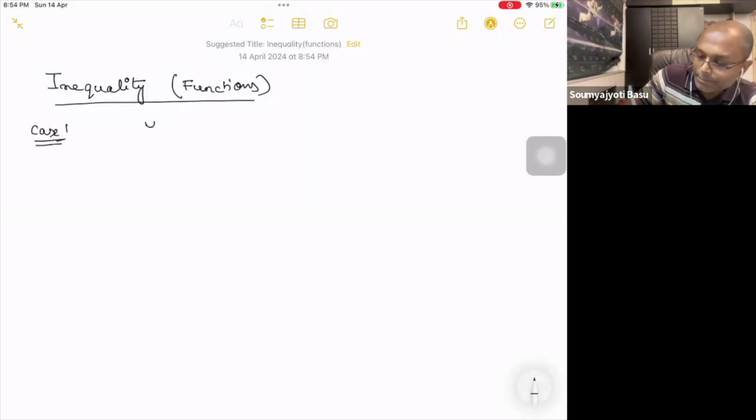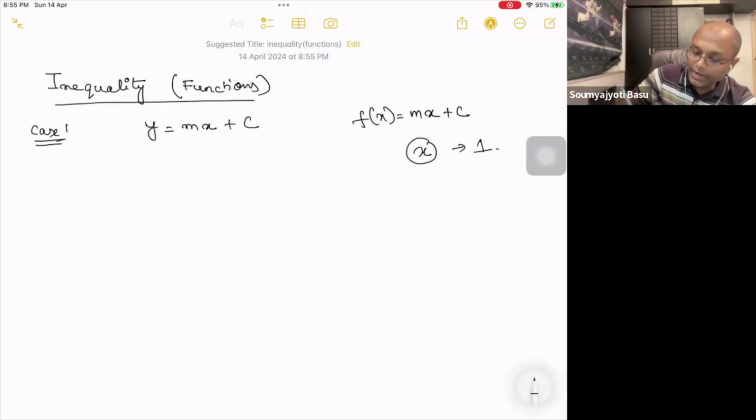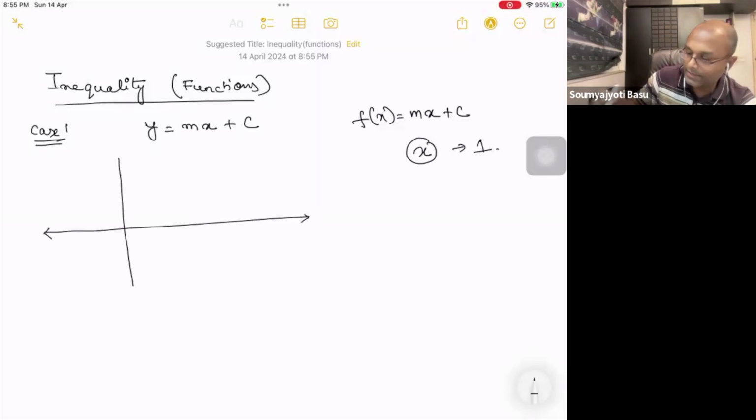Let's take a simple linear equation. y is equal to mx plus c. Basically, the function is mx plus c. Why do I say that this is a linear equation? Because the degree of this function is 1. It's a linear equation. Linear equations can be plotted as a straight line.